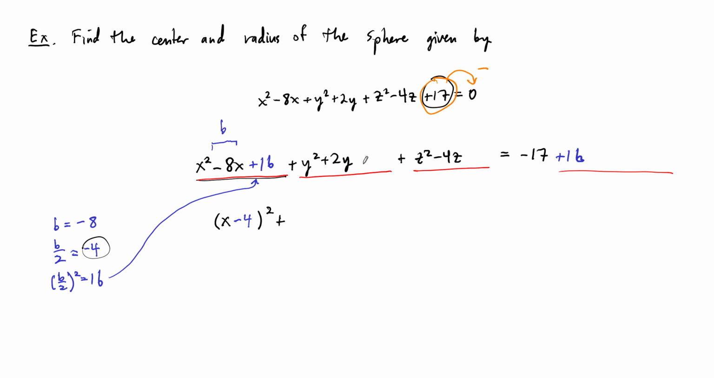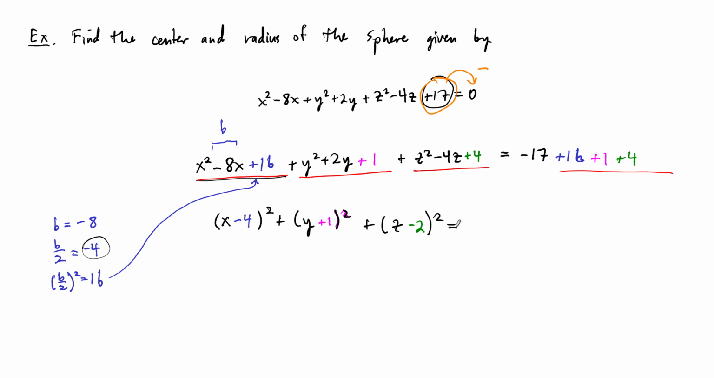And then we're going to do the next one. You just do this for all of these. Half of 2 is 1. 1 squared is 1. Add 1 to both sides. Same thing with the last one. Half of negative 4 is negative 2. Squared is plus 4. So plus 4. All right. And this one factors to be (y plus 1) quantity squared. This one factors to be (z minus 2) quantity squared.